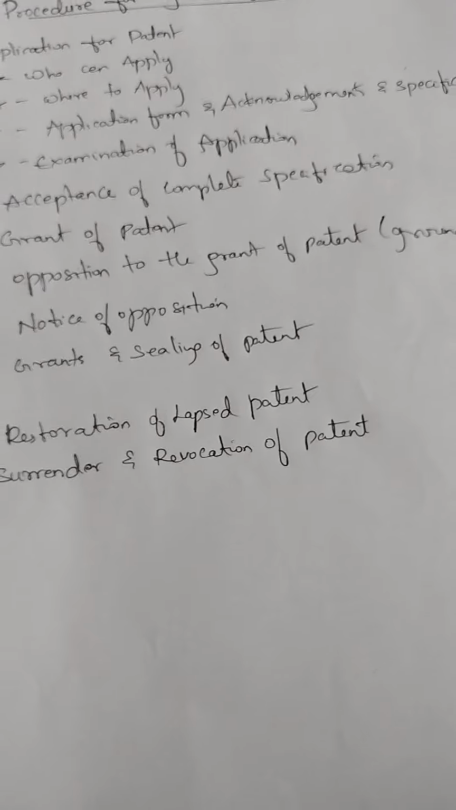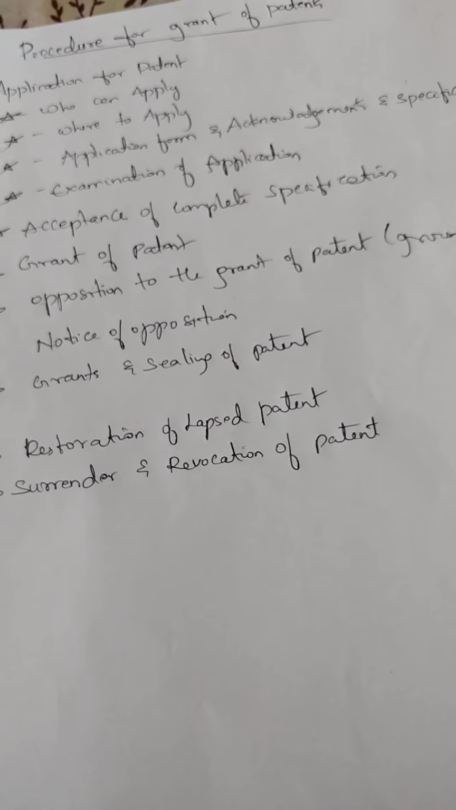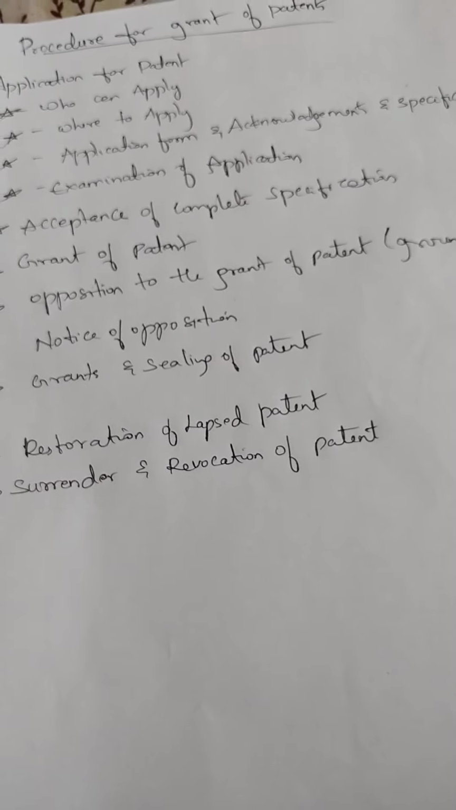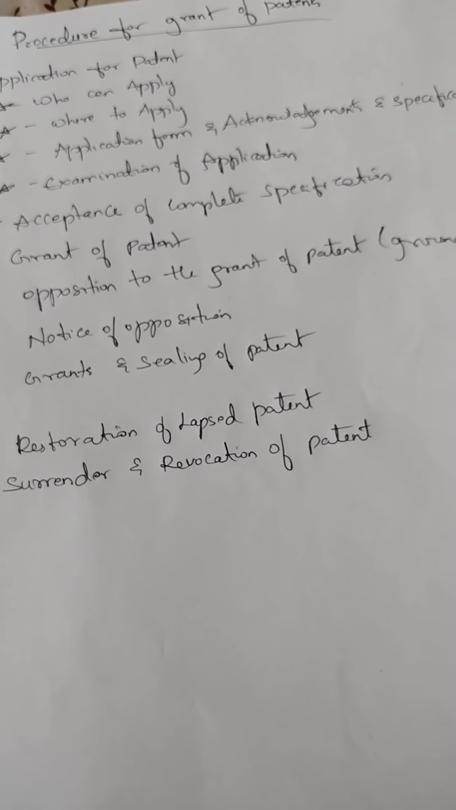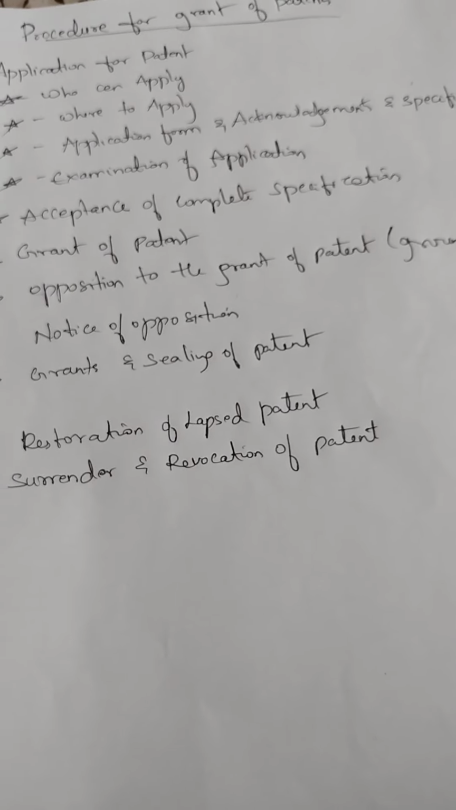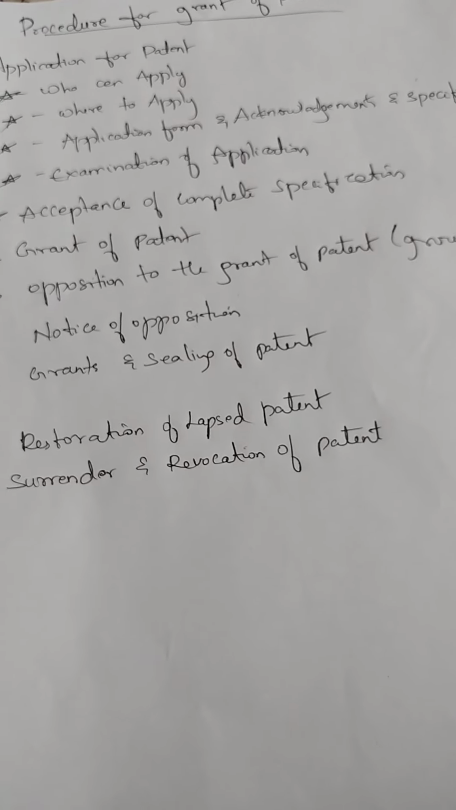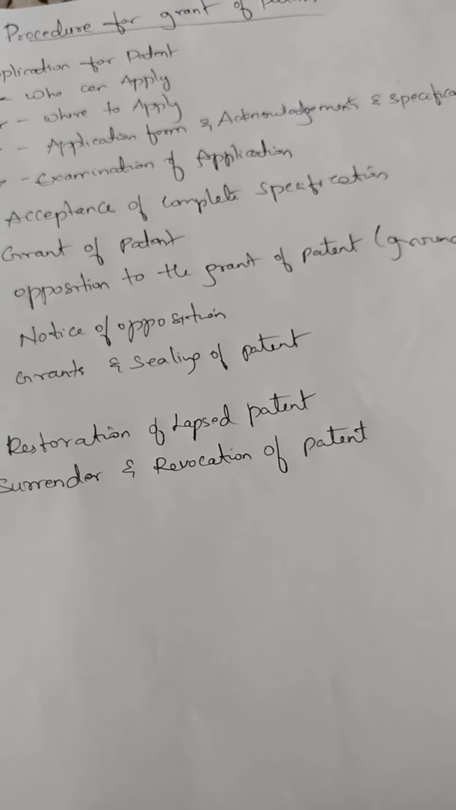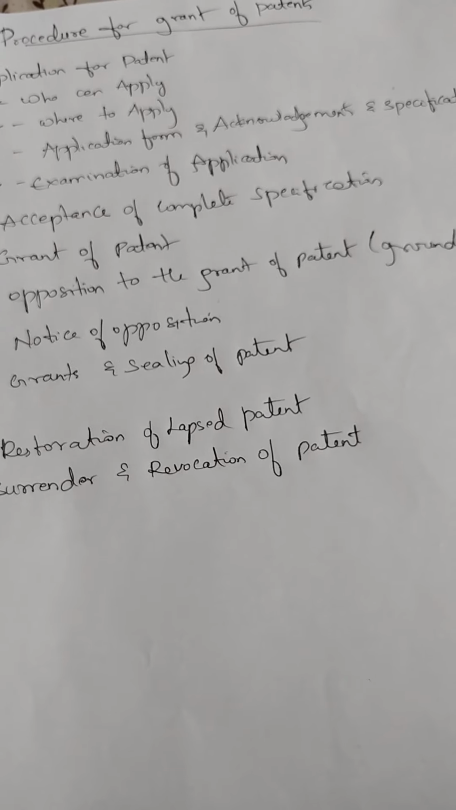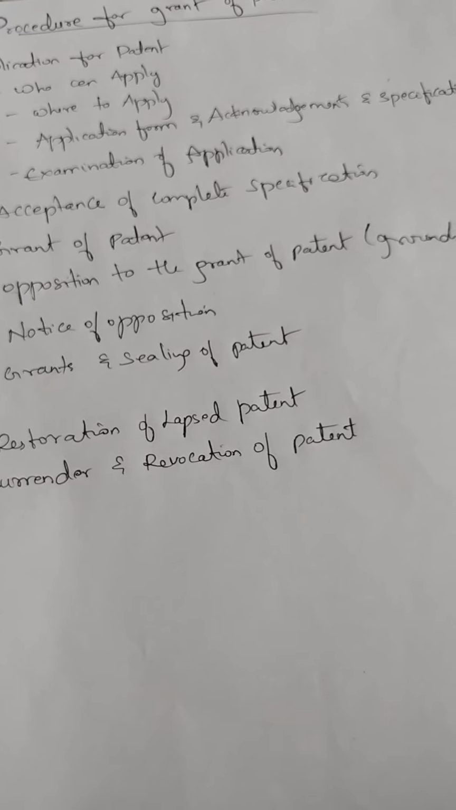Now the next thing will be surrender and revocation of patents. What is surrender? Surrender means, as the very meaning says, it is done by the applicant of the patent himself. He comes to the patent office and surrenders his patent, and revocation means it cancels or nullifies his patent. If he comes to the patent office, cancels and surrenders his patent right, that is called surrender and revocation.